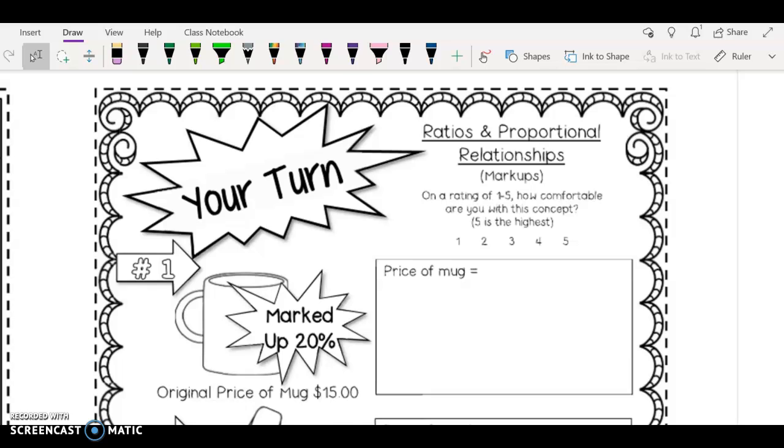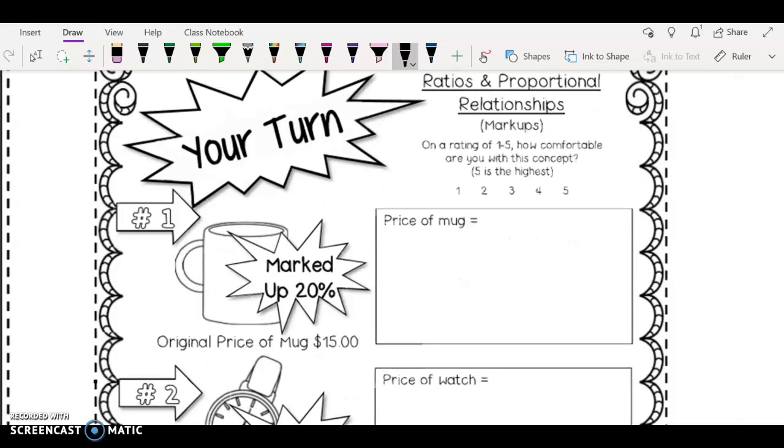Okay, so let's go over problem number 1. It says that the original price of the mug is $15 and we want to mark it up 20%. So we are going to move that decimal over to the left 2 places. Move it left 2 places and we get our part equals our markup percentage, which is 20%, which is 0.20, times our original price, which is $15.